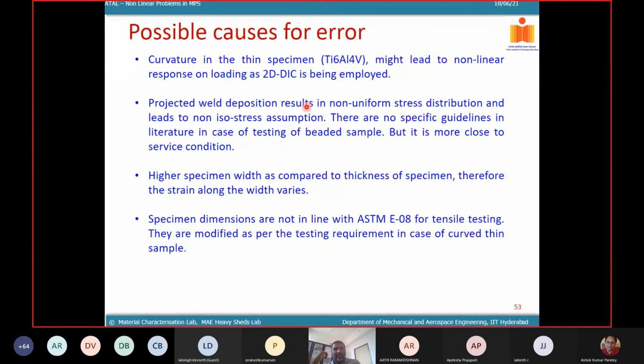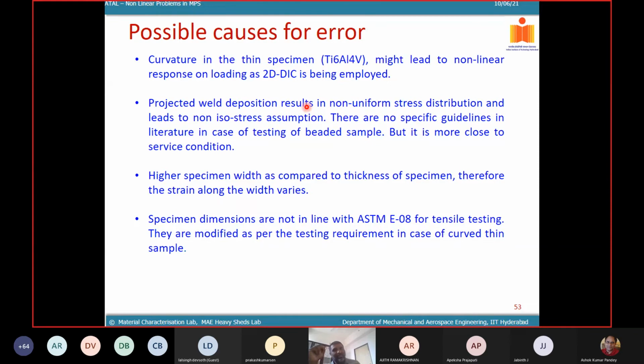Okay, so this is still an ongoing work. The biggest challenge is that in the case of a thin sample, there is a curvature. How do I account for the curvature? Because when I'm loading a thin sample with curvature, additional bending can come in. That can lead to a non-linear response. How can I delineate this non-linear response, or how can I minimize it?